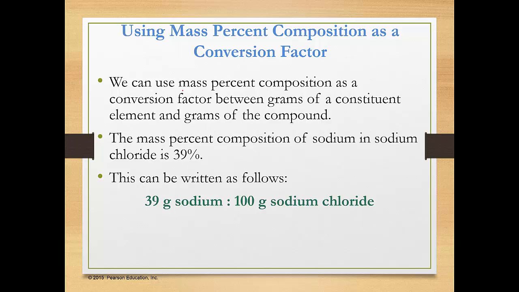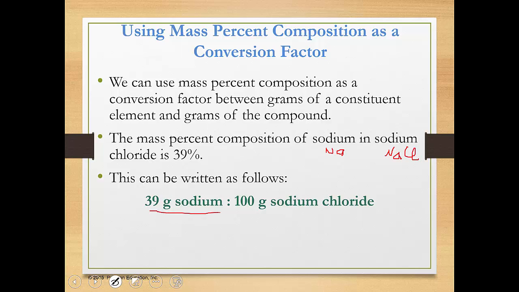Now, the other nice thing about these mass percent compositions is that we can use them as conversion factors. We can convert between grams of some constituent element, so one of the elements within a compound, and the grams of the total compound, and vice versa. So, for example, we may be told that the mass percent composition of sodium within sodium chloride is 39%. So in other words, we want to know how much of just elemental sodium or sodium ions we would have in table salt. Okay, NaCl, that's just your table salt. Now that can be written as our conversion factor. It's a ratio of 39 grams of sodium to 100 grams of sodium chloride.